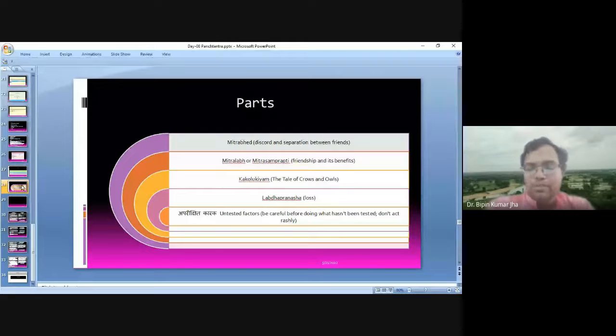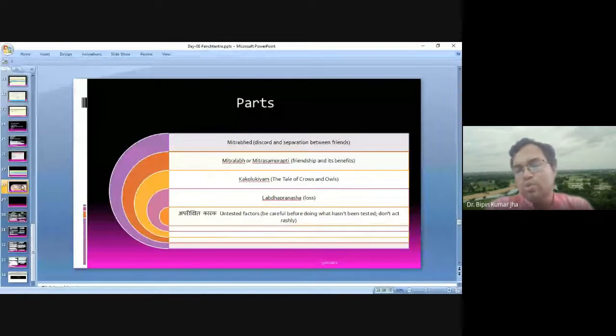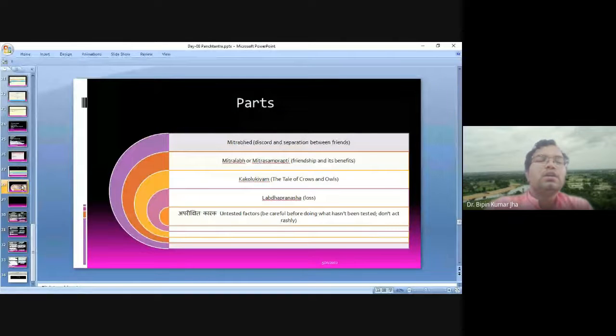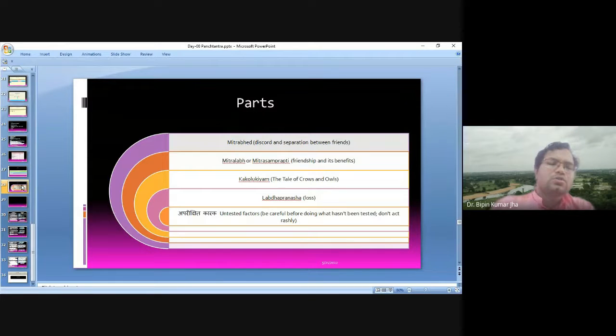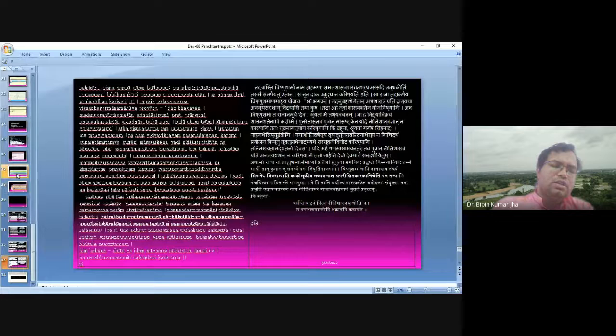And aparikshit karak means be careful before doing what you are trying to do. You should do it in a certain manner, not all of a sudden. So all these things are there, and you should study such a type of text, because this text is very important.